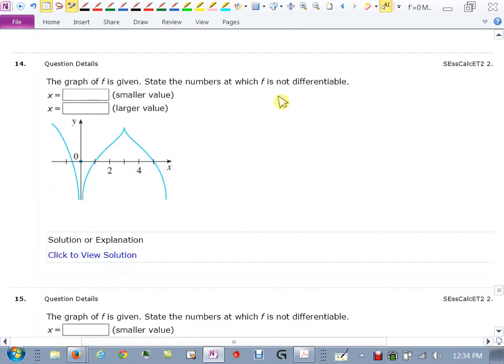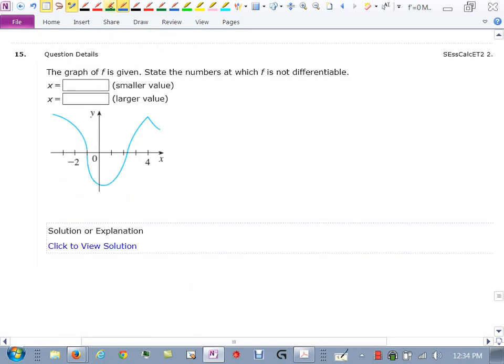Okay, state numbers where it's not differentiable. Well, anywhere we have an asymptote is also a point we have to be concerned about. So here we have an asymptote from both sides. So at 0, it's not differentiable. And then again, at 3, we have this cusp. So 3.